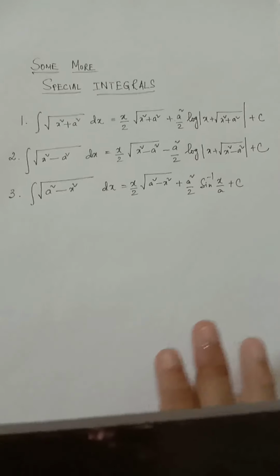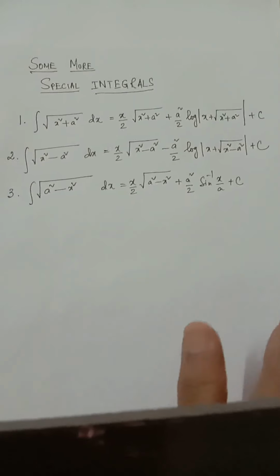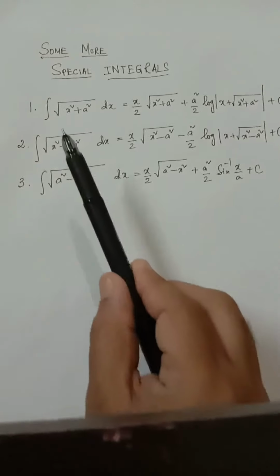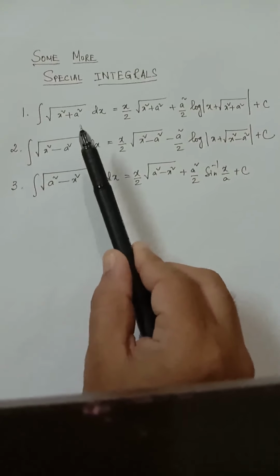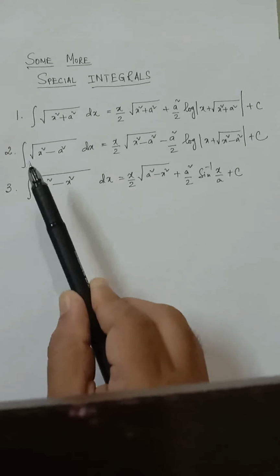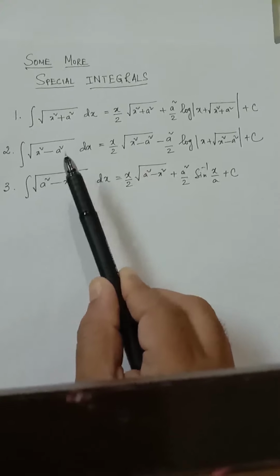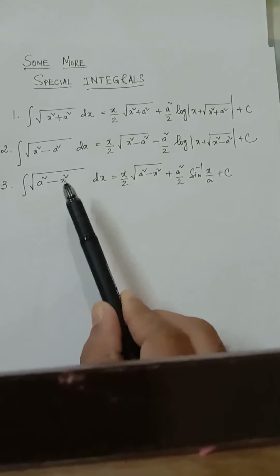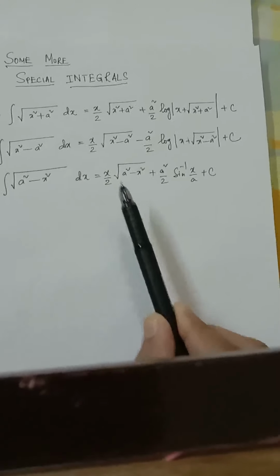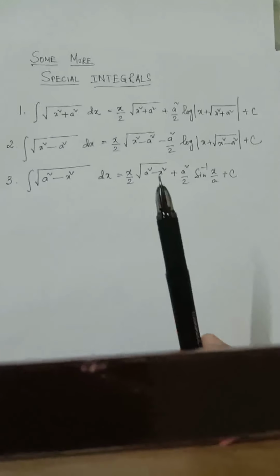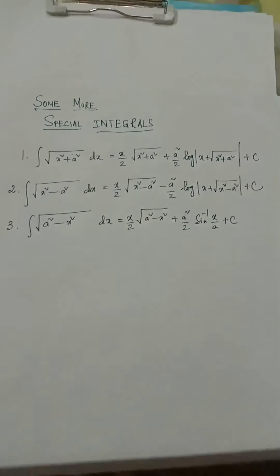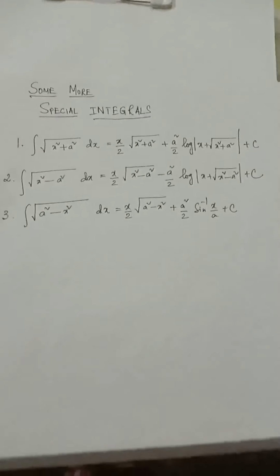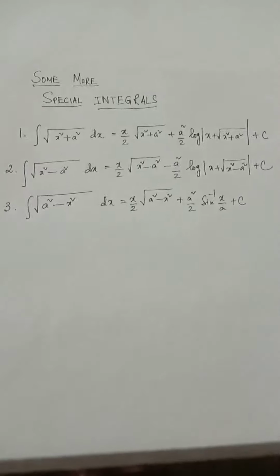Here I am showing the special integrals once again. First one is integration of root over x square plus a square. Second one is integration of root over x square minus a square. And third one is integration of root over a square minus x square. These are very important results which you have to remember. Now we'll solve some questions based on these three.